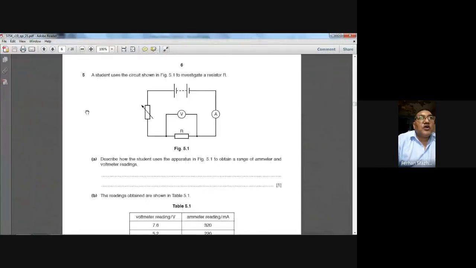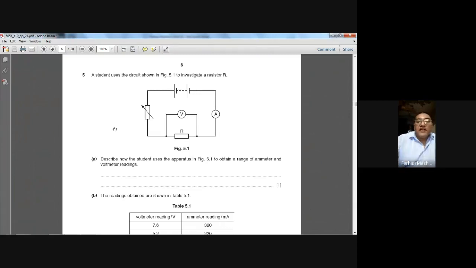Okay, on your screen we have question number 5. A student uses the circuit shown in figure 5.1 to investigate a resistor R. He's trying to find out the resistance of this resistor. So he has connected a voltmeter in parallel to it and an ammeter in series with it. He has connected a DC battery, and he also connected here a variable resistor. Describe how the student uses the apparatus in figure 5.1 to obtain a range of ammeter and voltmeter readings.